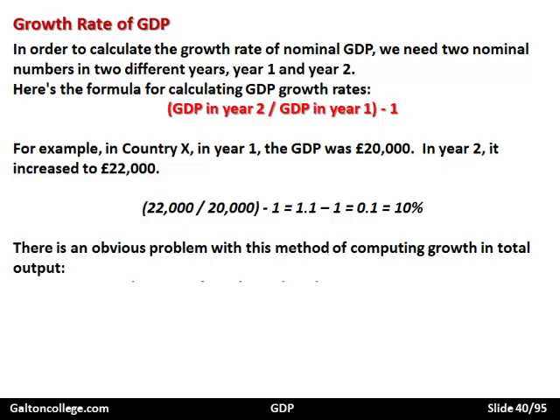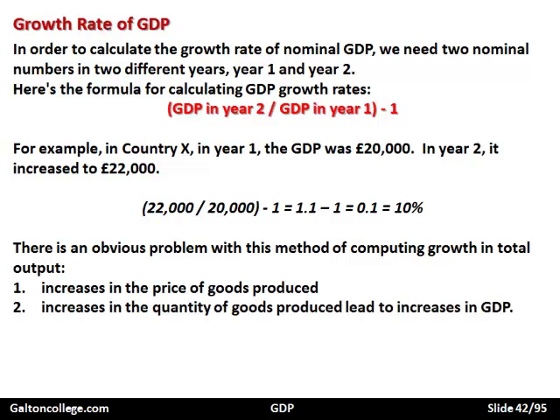There's an obvious problem with this method of computing growth in total output. Increases in the price of goods produced, well, those are ignored. You can see prices are not calculated here. You simply take the gross domestic product in year 2 divided by the gross domestic product in year 1 minus 1, and that equals the growth rate. But of course, prices could have changed between year 1 and year 2.